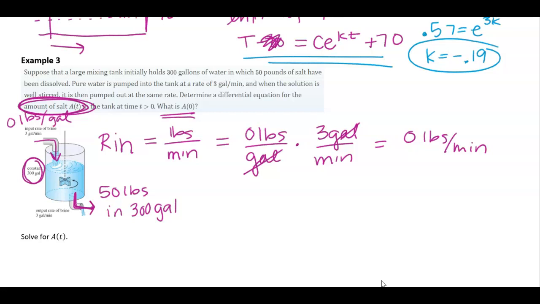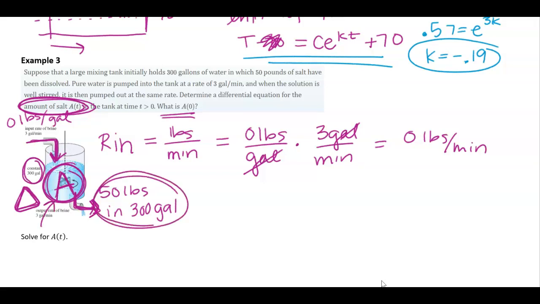Now, as I'm pouring in pure water and as I'm taking out water, this amount of salt at any point in time changes with respect to time. This is my variable. So my initial condition, when t equals 0, the amount was 50 pounds.